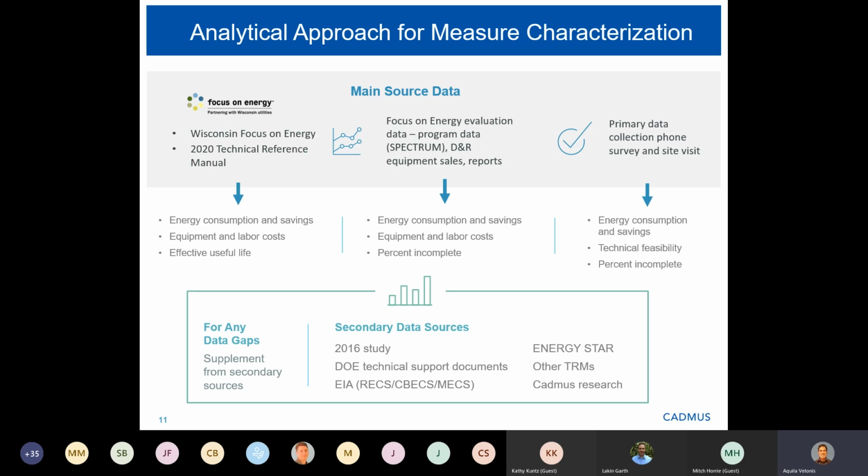So where does all this information come from to inform measure characterization? Well, it really comes from our main sources, which would be, as I noted, the 2020 Focus on Energy Technical Reference Manual. That has a lot of calculations and data to inform the savings, equipment costs, effective useful life, but it doesn't provide everything. And so we need to look at other sources as well. And we look at the Focus on Energy evaluation data. Some of that comes from their program data or Spectrum. There is equipment sales data that we incorporate, as well as if there are applicable evaluation reports and things of that nature that can help inform the measure characterization.